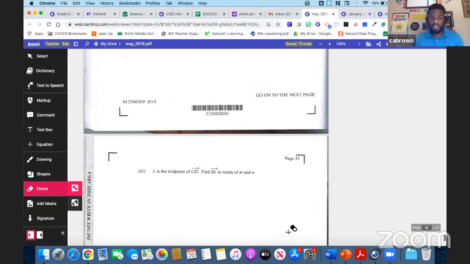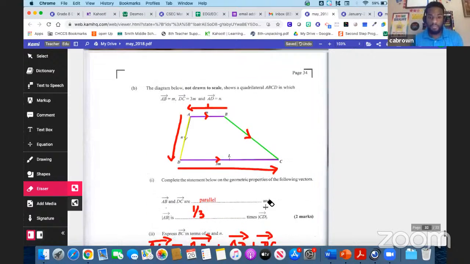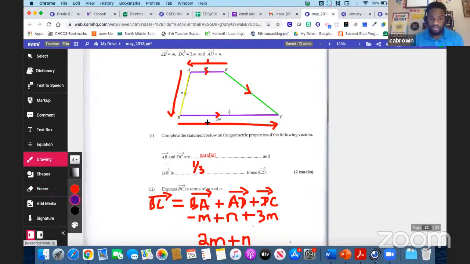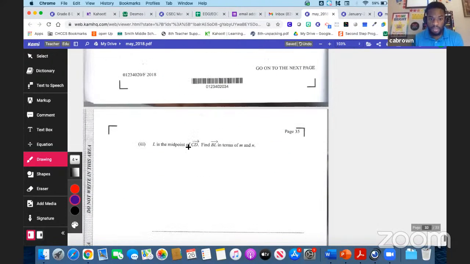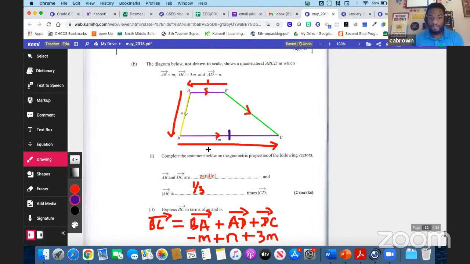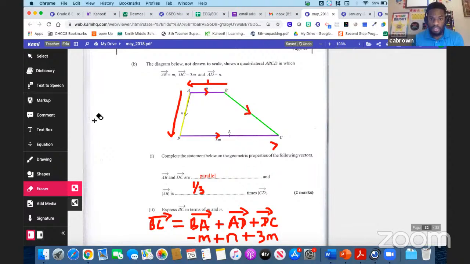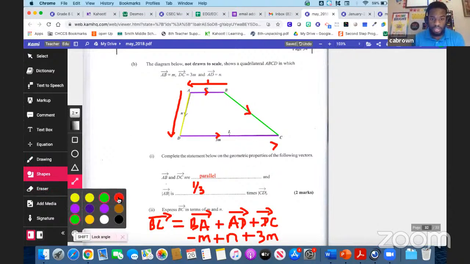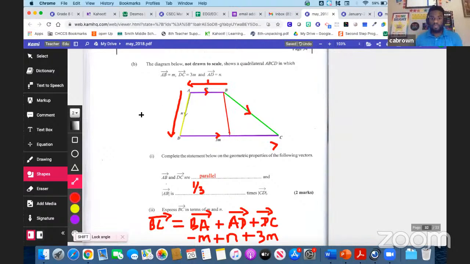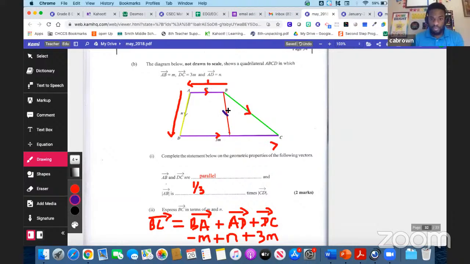All right, final question. The final question says that L is the midpoint of CD. So L is halfway, right here. L is halfway between C and D. And we need to find BL in terms of M and N. So if this is L, right here, we need to find BL. So BL would be right here. So we need to find this.